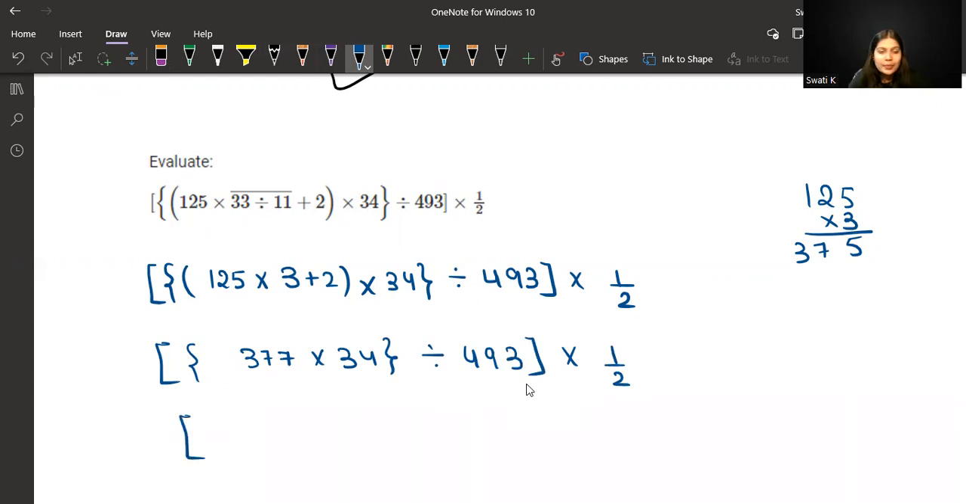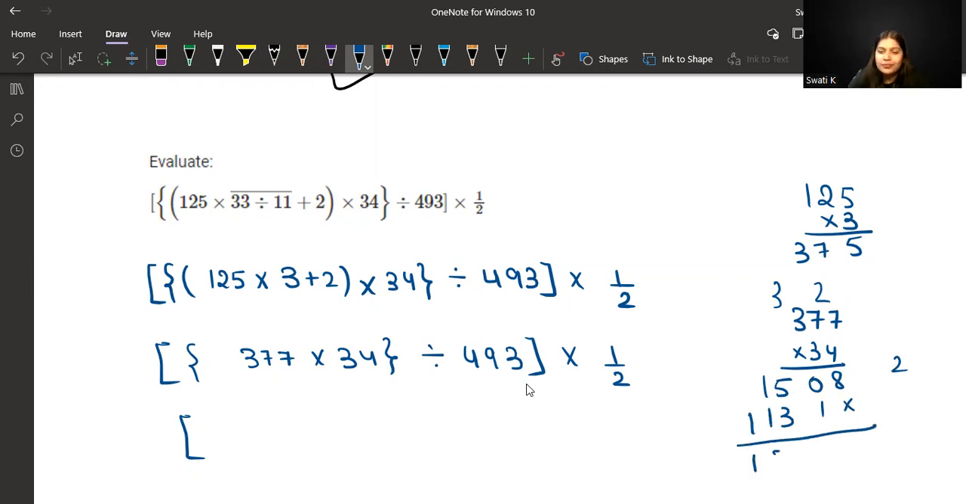So 377 times 34. Let's do it quickly here. 377 times 34. So it is 4 times 7, 28. 8 carry 2, 0, 3, 12, 15, 21, 2, 21, 3, 3, 2, 9, and 11. Oh, that is too much. So I'm getting the answer 12,818 divided by 493 times 1 upon 2.